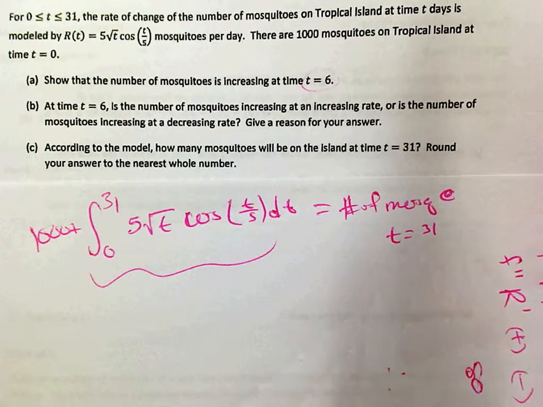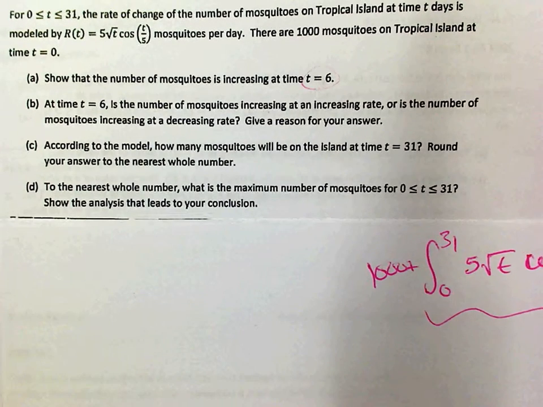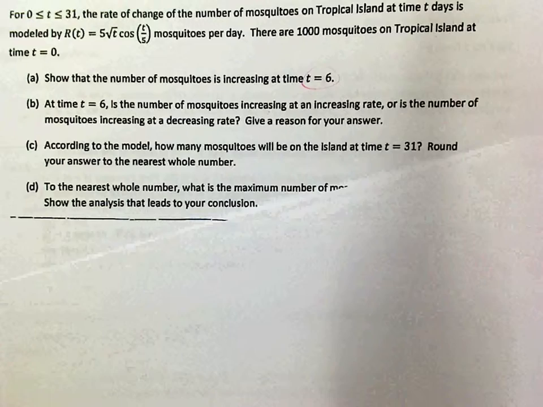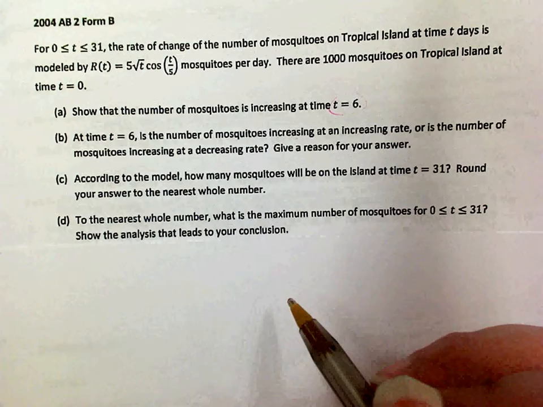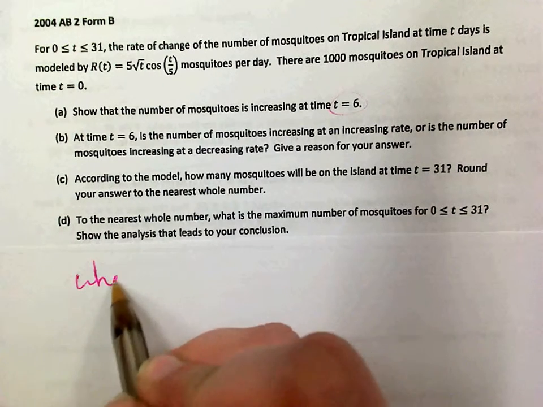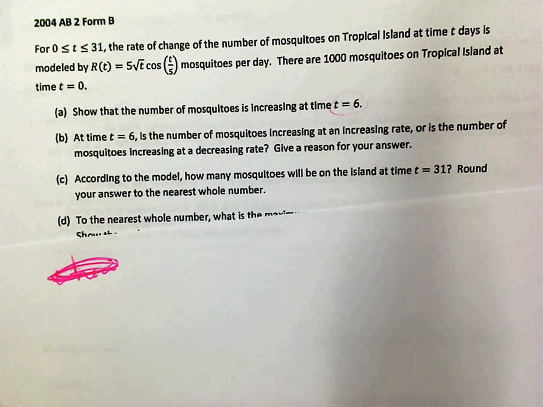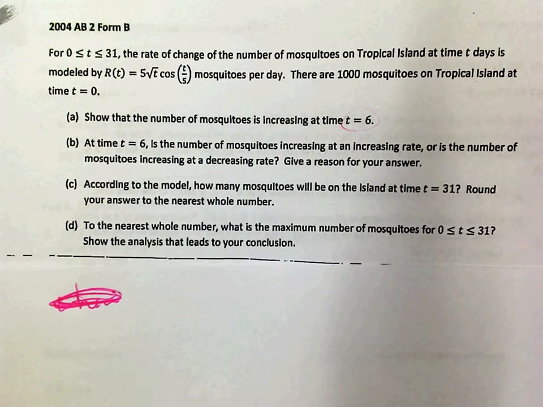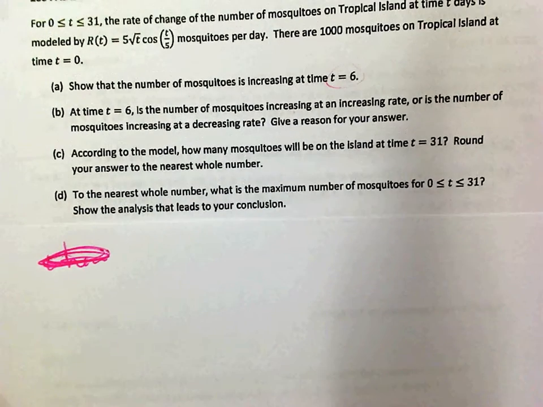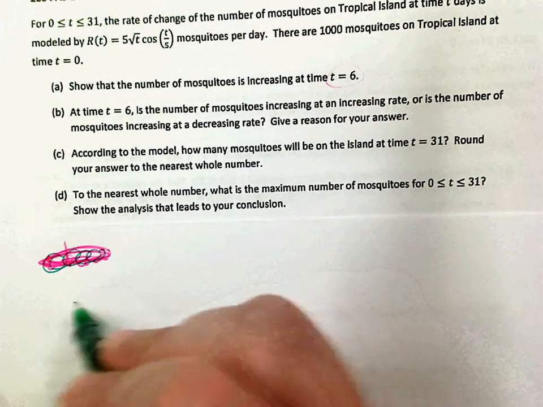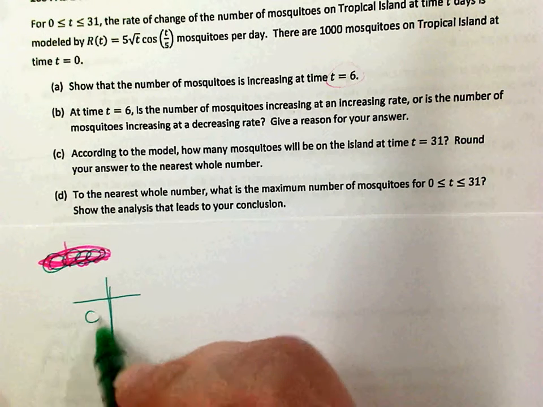Okay. D, to the nearest whole number, what is the maximum number of mosquitoes from time 0 to 31? Show the analysis that leads to your conclusion. So we're trying to find a maximum number, right? The maximum number is what? First we need to find what? If you're trying to find an extrema, a max or a min, on a closed interval, what do I put in my t-chart? Zero, 31, and critical points.